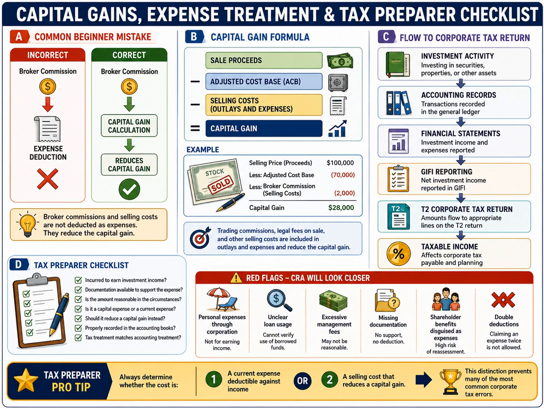The key takeaway from this slide is the distinction shown at the bottom. Every cost should be classified as either a current expense deductible against income or a selling cost that reduces a capital gain. Making this distinction correctly helps prevent some of the most common corporate tax preparation errors and leads to more accurate, defensible tax reporting.